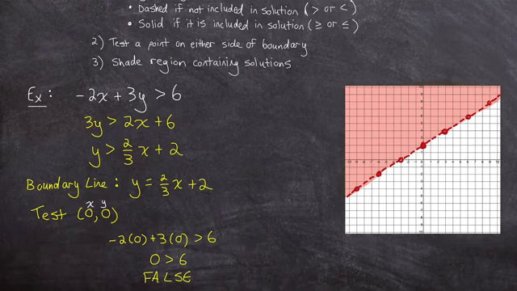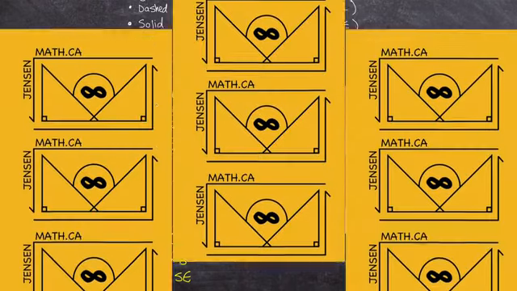And that's because any point that you would pick within that shaded region, no matter where that point is, its x and y values would satisfy that inequality.